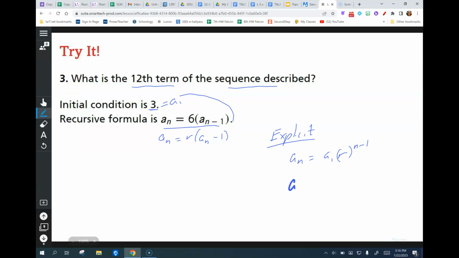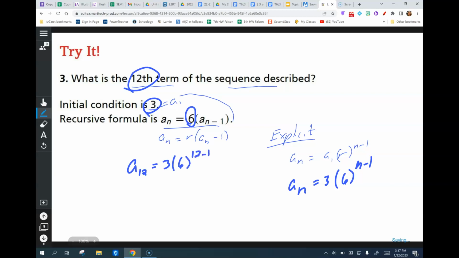Okay, so a sub n, we want a sub 12. We're going to plug it in here. A sub n is equal to 3 times the ratio, which is 6, to the n minus 1. So that's my formula. Now I'm going to find it for the 12th term. So a sub 12 is equal to 3 times 6 to the 12 minus 1. So 3 times 6 to the 11th.